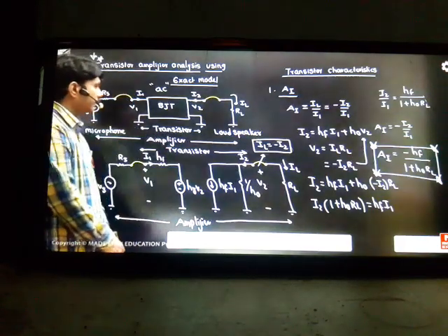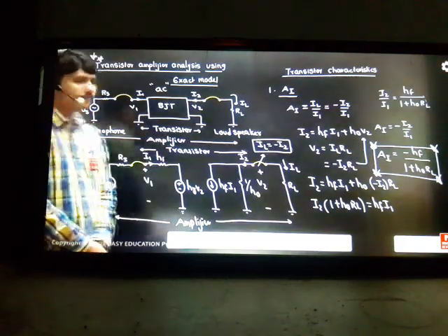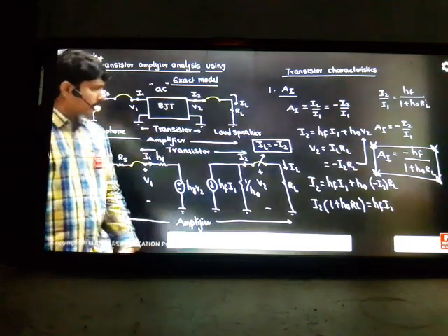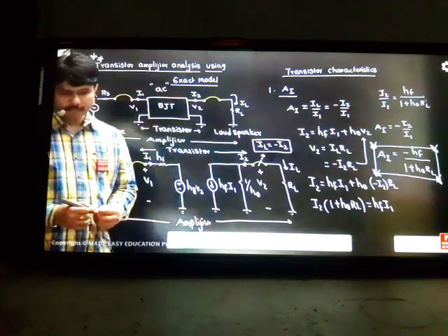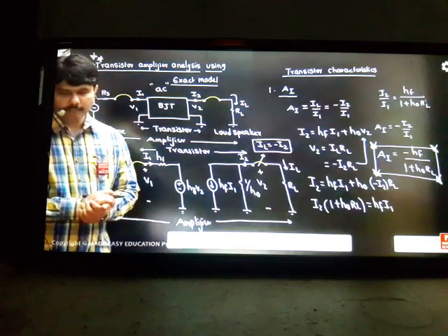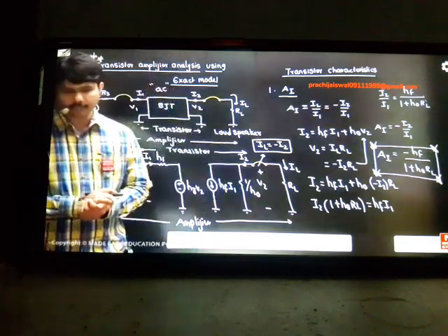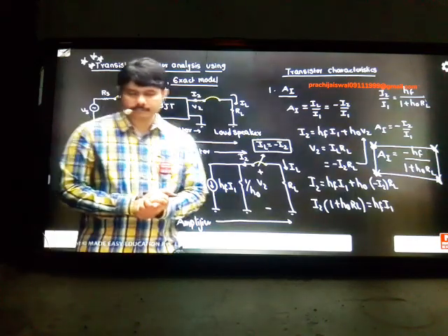Next we'll see concept number 2, that is called input impedance. How to solve? Next parameter, we are going for input impedance. How to solve it in the concept? Can I expect all the students have copied? Are you ready for the next derivation? Next derivation, are you ready? Writing is completed.